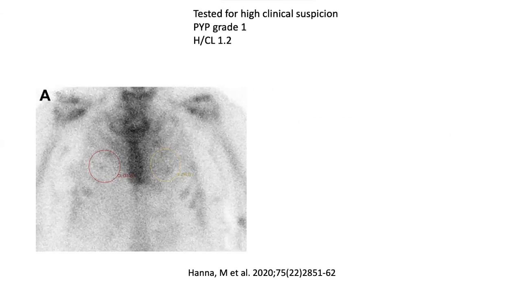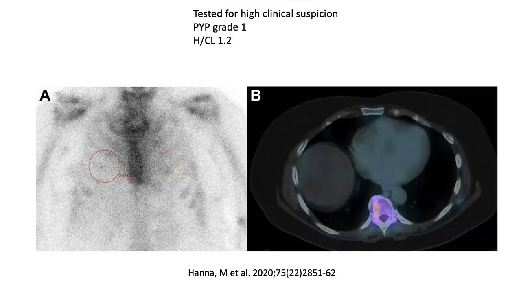All right, so let's take a look at this one. This test was done for high clinical suspicion. This is taken from an article by Hannah. Hannah had a great article just out in JACC. I refer anybody to it. High clinical suspicion, they did a PYP study. PYP comes back, they diagnosed it as grade 1, heart to contralateral lung ratio 1.2. They're calling this a negative study. Here's the SPECT scan.